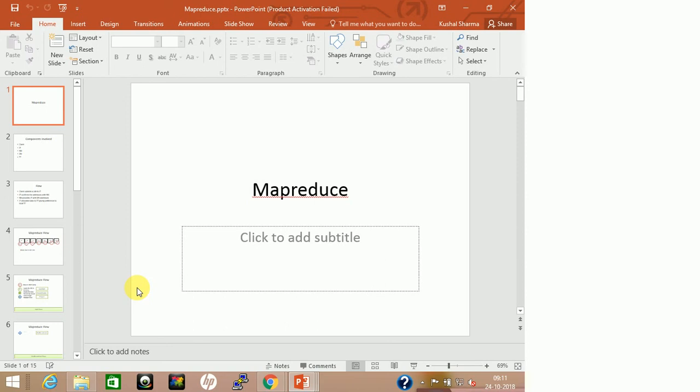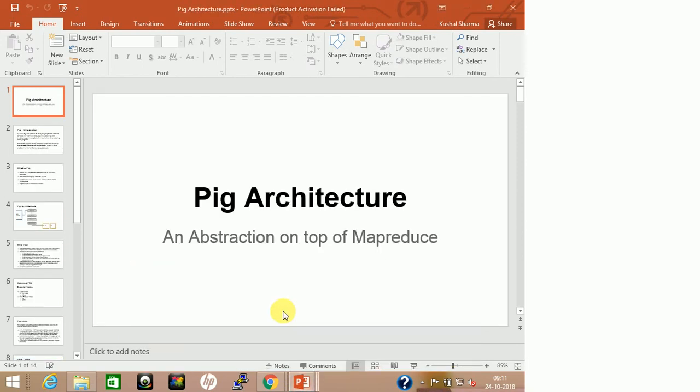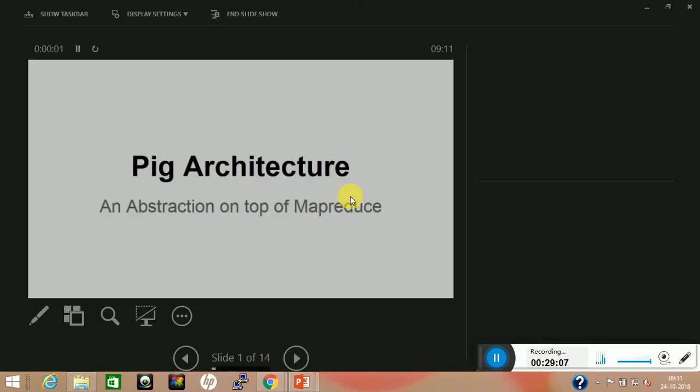Now let us move to the next concept, that is Apache Pig. So that exercise you have to do.